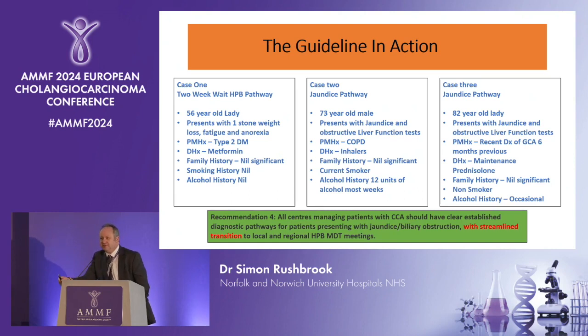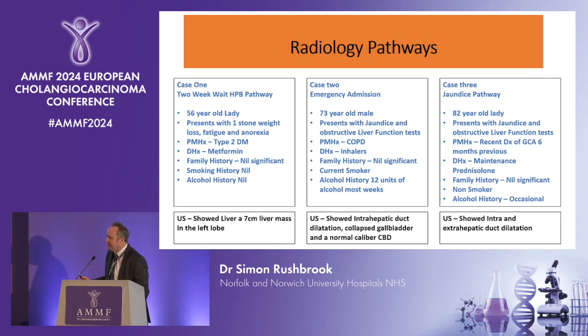So it's always hard when you're presenting a guideline to know how best to do it, because it would be a bit dull if I just sat and read 50 quality care statements to you. So I thought what I'd do is I'd take 3 patients that I've recently seen in the clinic, one coming through a 2-week wait pathway, one presenting as an emergency admission with jaundice, and another one referred on a jaundice pathway. And what we felt, first of all, that was important to say is that all patients presenting with jaundice, there should be at each centre a seamless pathway for that patient to get into a local or a regional MDT of expertise.